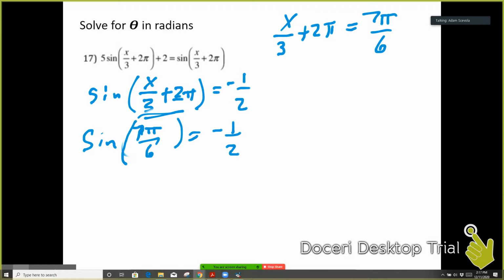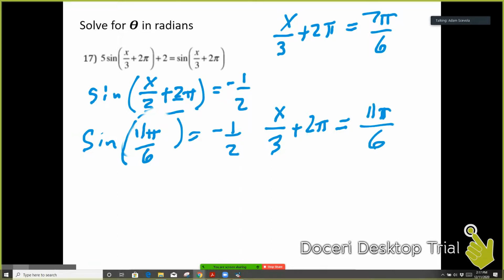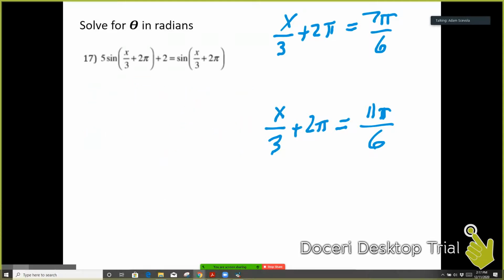Another valuable answer would be 330, or in radians, 11 pi over 6. So we also want x over 3 plus 2 pi to equal 11 pi over 6. Now we can figure out what values of x would give us those angles that we could take the sine of. So we have to solve these equations.